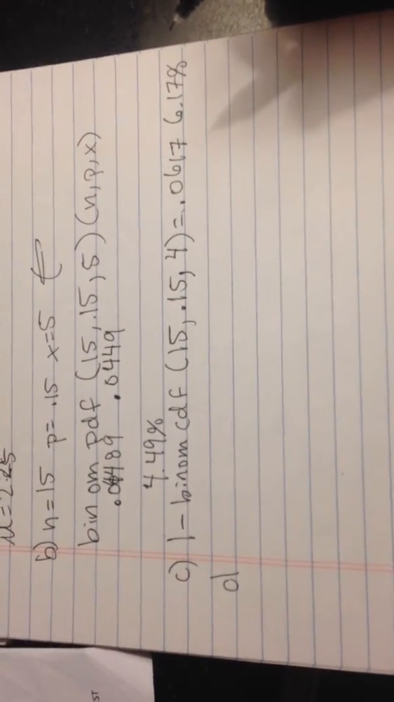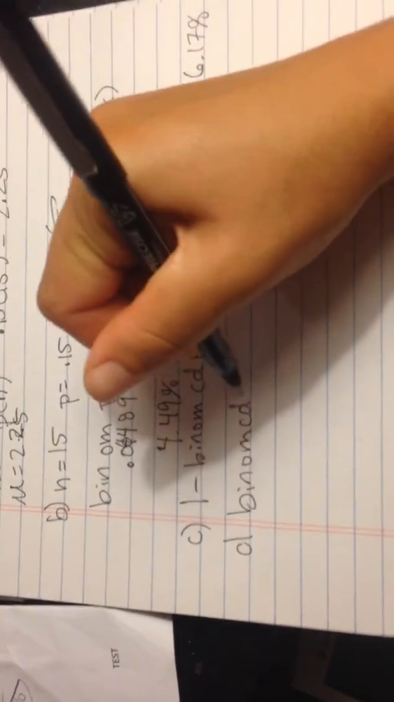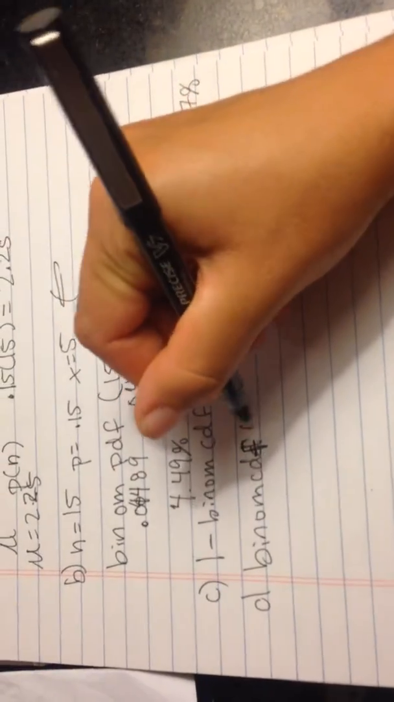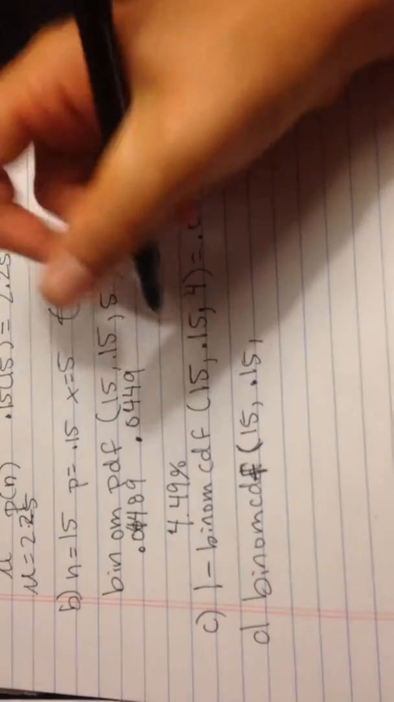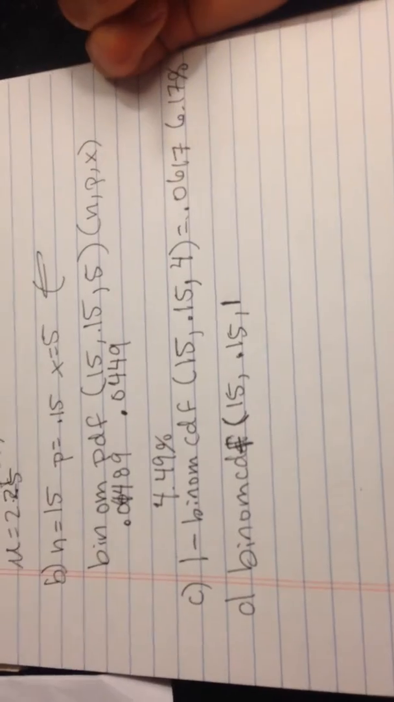D, what is the probability that less than 2 are registered on a pass-fail basis? This is also a binomial CDF question, but since it's less than, we don't do the 1 minus. We just put in binomial CDF, and we put in the n, which is 15, p, which is 0.15, and it's saying less than 2, which means that 2 would be included in the probability. So instead of putting 2, we want to see what's excluded. What's lower than 2? 1. There's nothing other than that. It's 1 and then 0. So we put in 1.